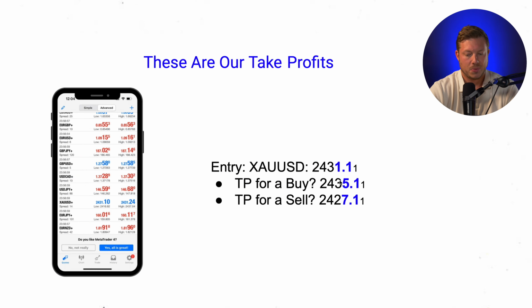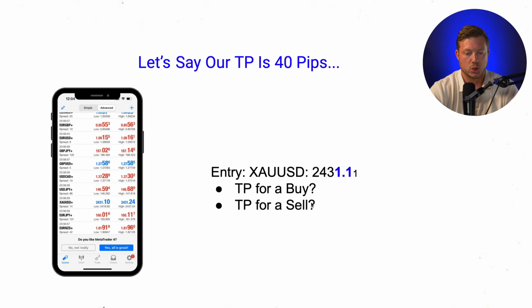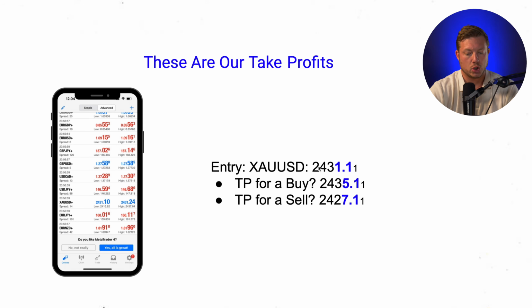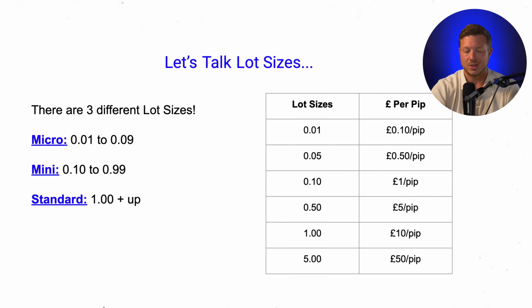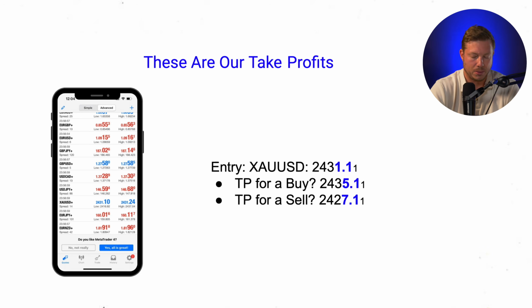Hope that makes sense. And then if we're going to do it from 2431.1 and we're going to subtract the 40 because we're going down, it'd go to 2427. So we're going 40 pips the other way. So in this, all we're going to have to understand is the lot sizes and how the pips work.